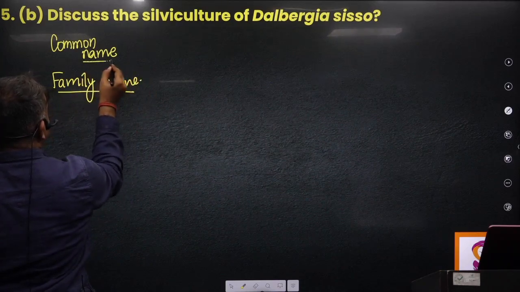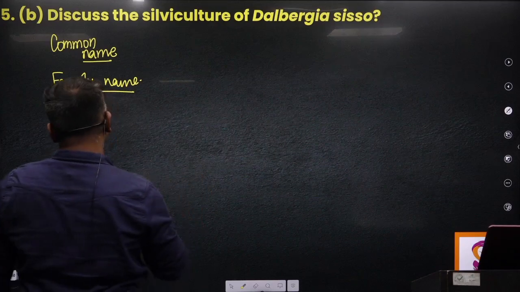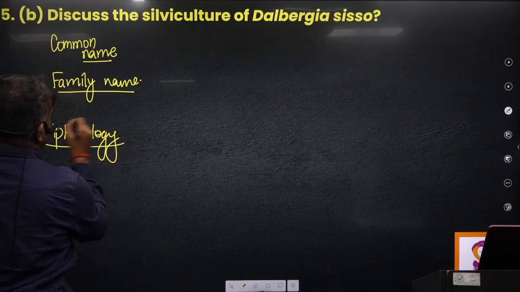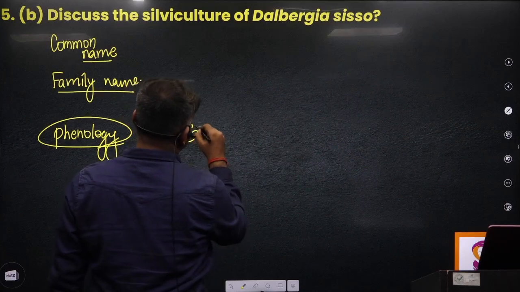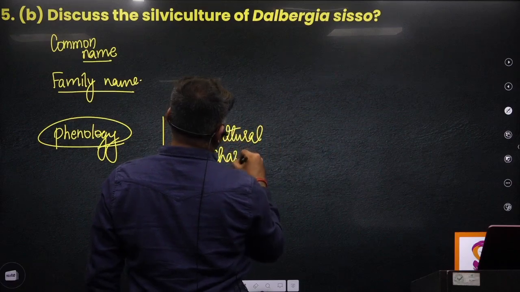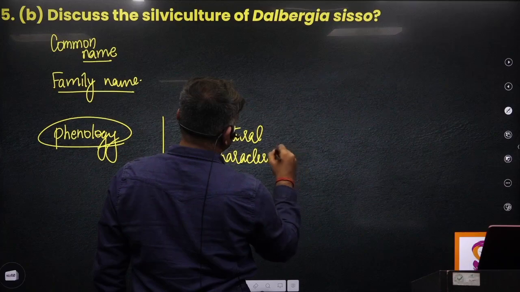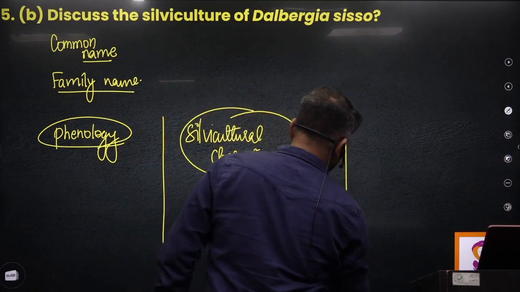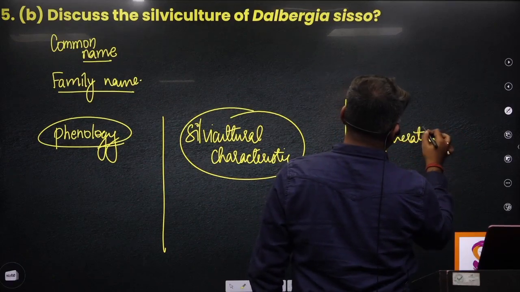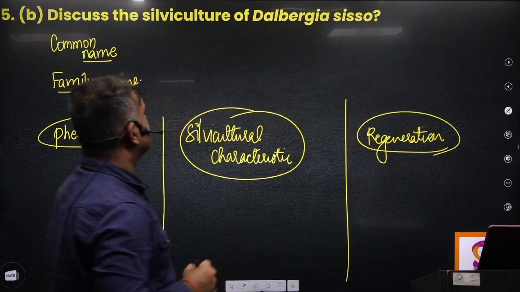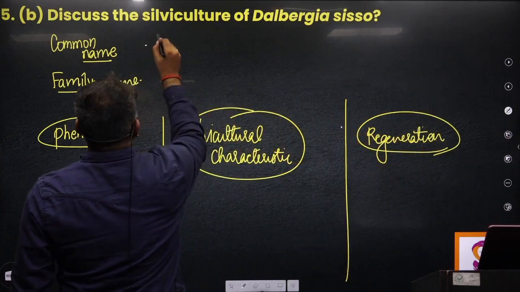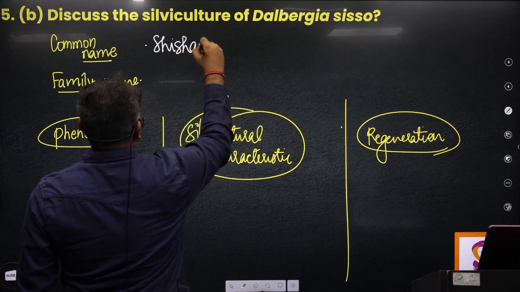In addition to this, like we saw in the previous question, we can talk about the phenology. We can talk about the silviculture characteristics and even the modes of regeneration, right? This we can write about in this manner. So we are basically talking about shisham.